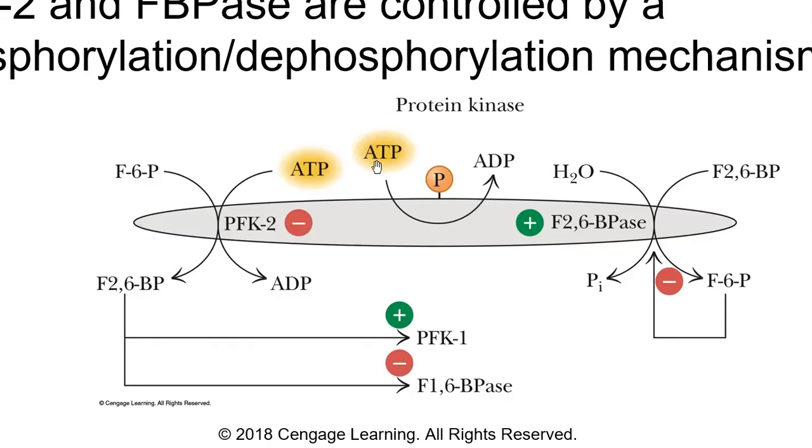So again, phosphorylation activates this enzyme and inhibits this enzyme. These two enzymes, one in glycolysis and one in gluconeogenesis, cannot be active at the same time, otherwise there will be a waste of energy.